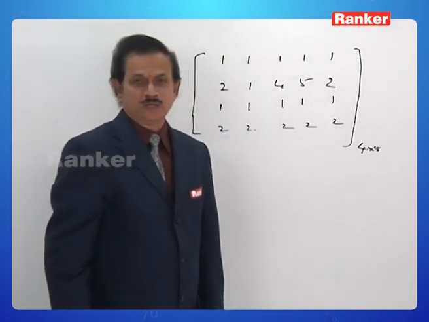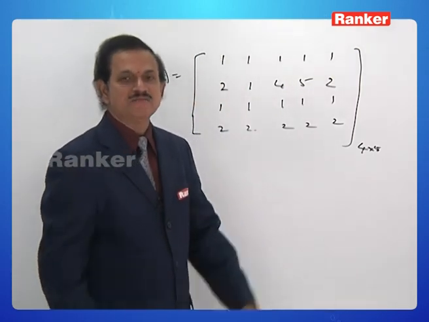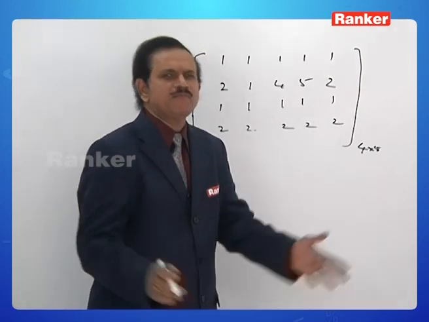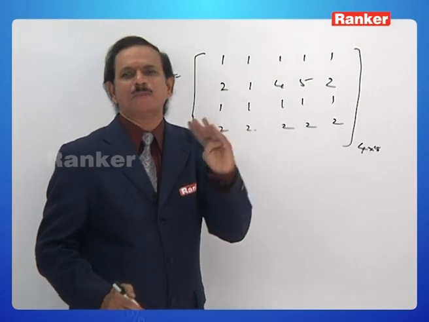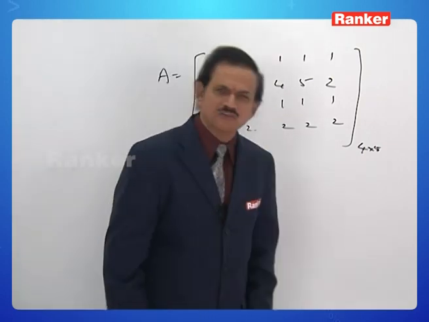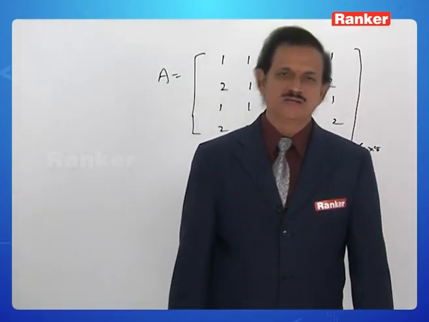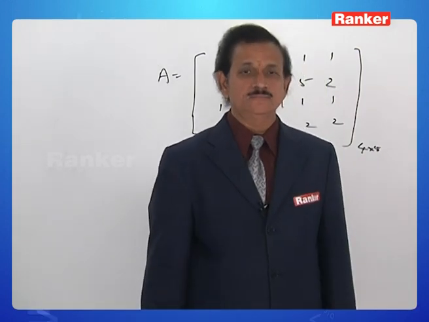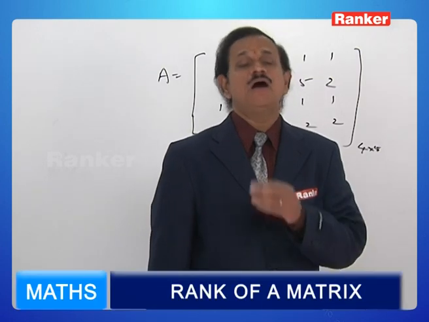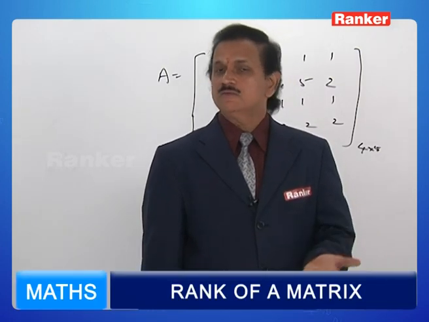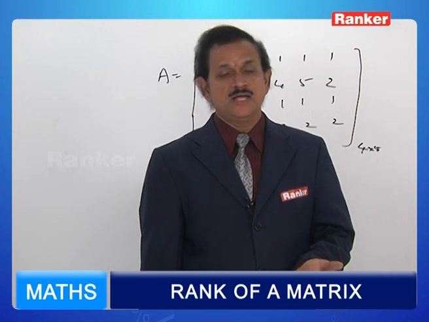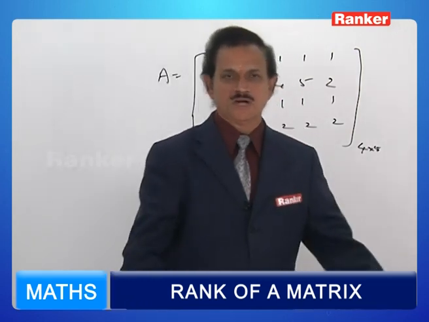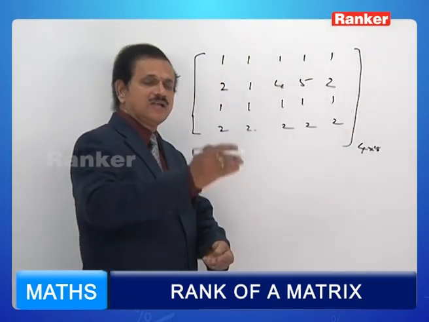So, it is an easy matter, of course, to observe that every minor of order 4, that is every 4 by 4 minor, is 0. So, rank cannot be 4. Why? If at all rank is 4, you must be able to find at least one 4 by 4 non-zero minor. Not possible.